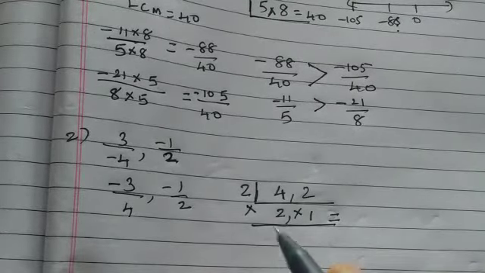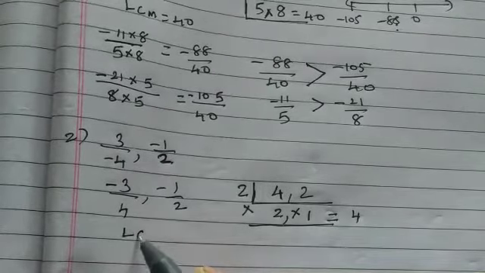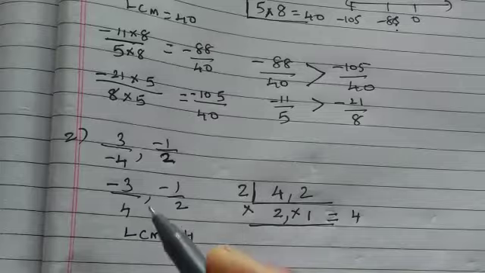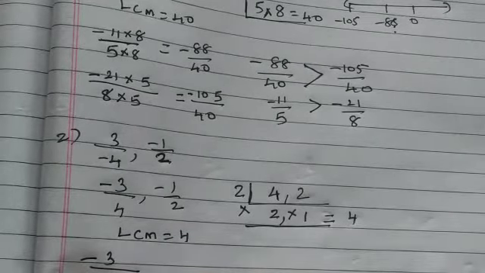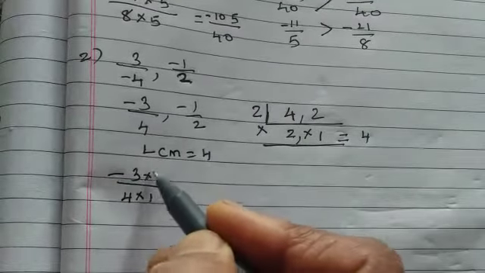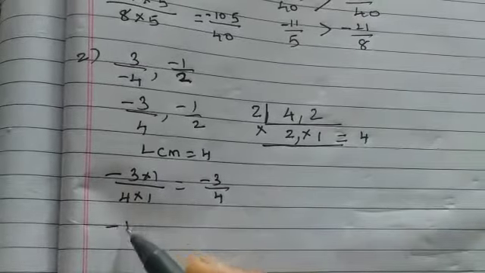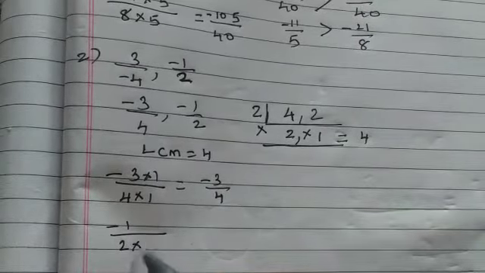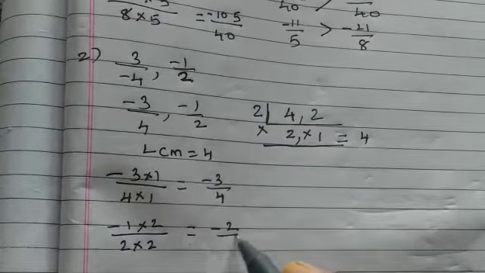Multiply them to find LCM. 2 2s are 4, 4 1s are 4. So your LCM is 4. Now take the first rational number minus 3 by 4. Change this 4 into 4. What do we do? We multiply by 1. Multiply numerator also by 1. It is minus 3 by 4. Take the second rational number. 2 into what gives 4? 2 2s are 4. Multiply numerator also by 2. So minus 2 by 4.